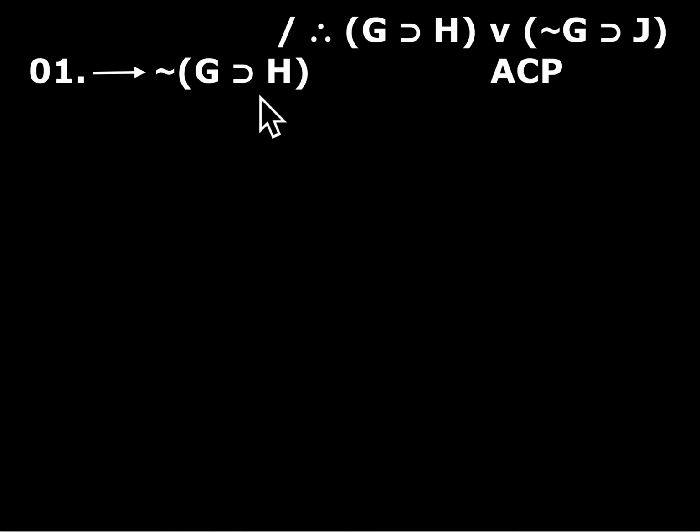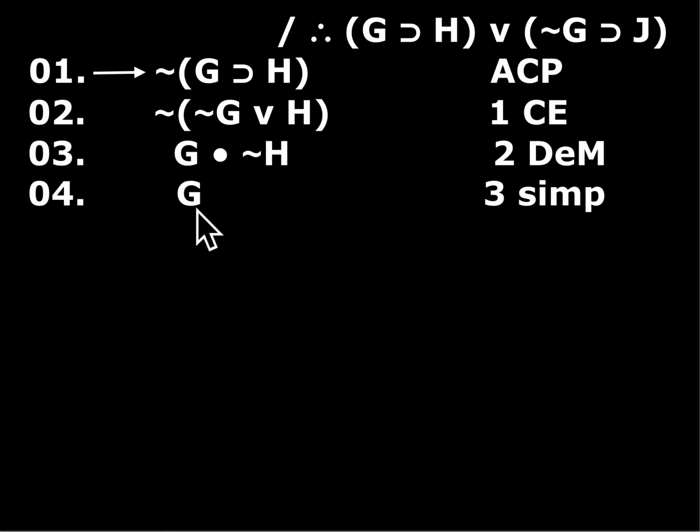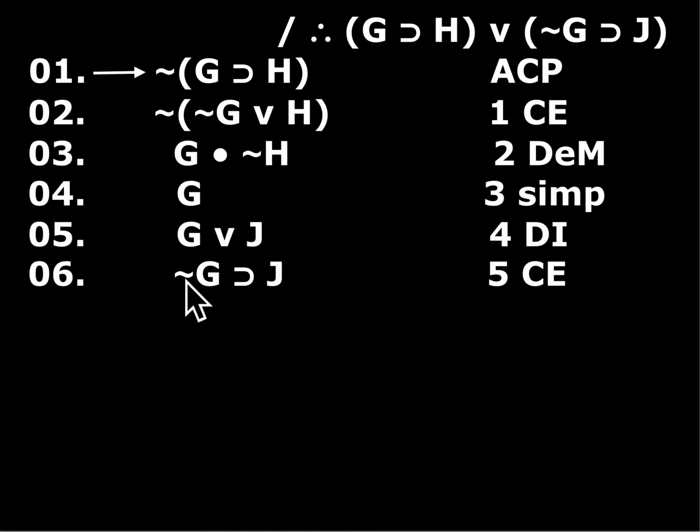This is a negated conditional. I can't really work with that, but I can work with a negated disjunction. So conditional exchange and then De Morgan's gives me G and not H. I'm going to simplify the G off, and you'll see why. I'm trying to derive this. If I can disjoin J on here by DI and then do conditional exchange on this, I have not G then J, which is this. So I've derived the thing I want.